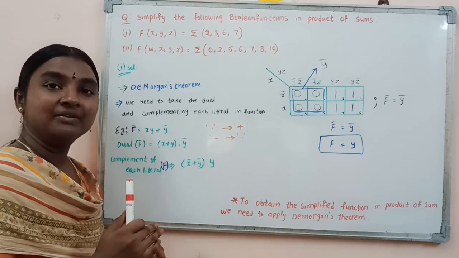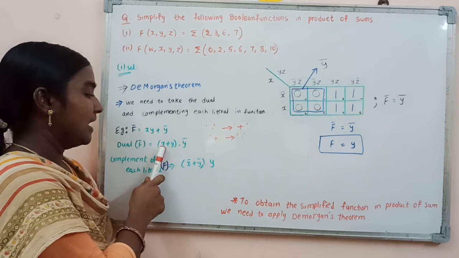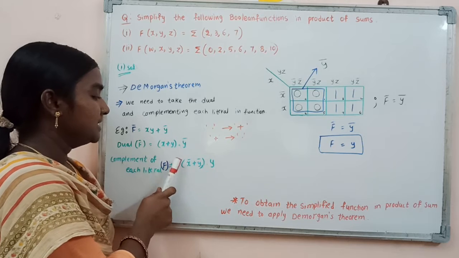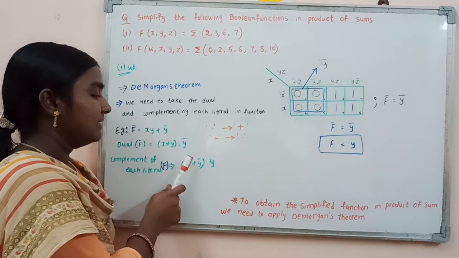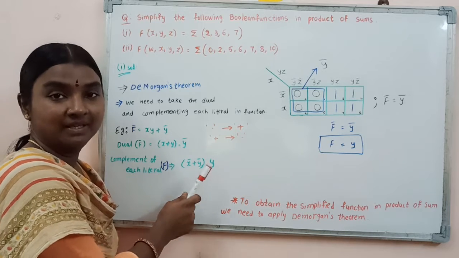After that we need to find the complement of each literal. Here we have normal variables x, y, so we replace x with x complement and y with y complement. Here we have y complement, so we replace it with y.